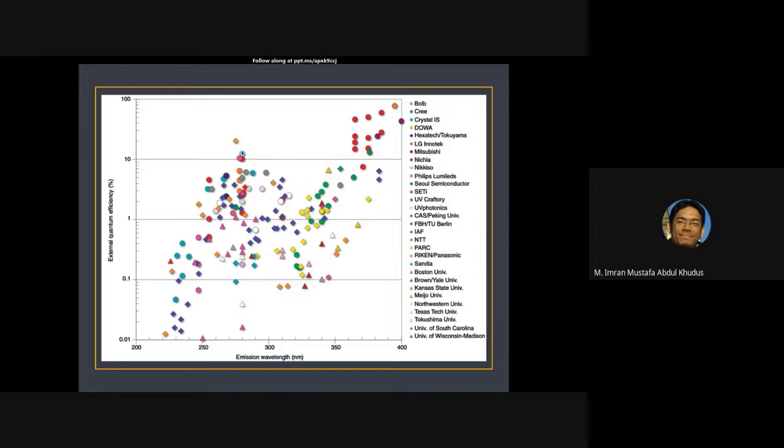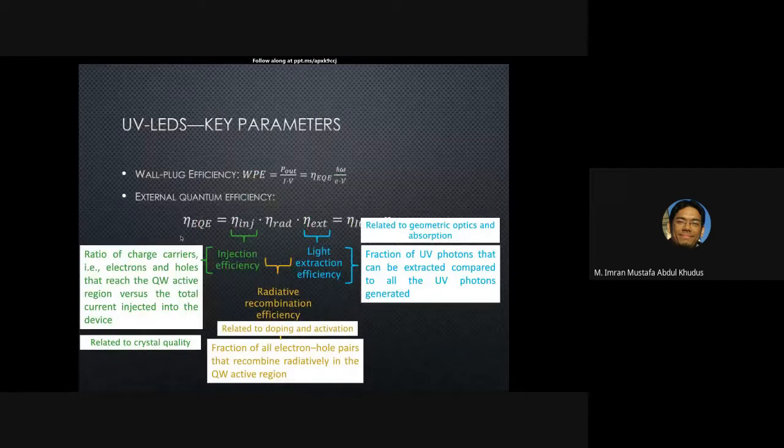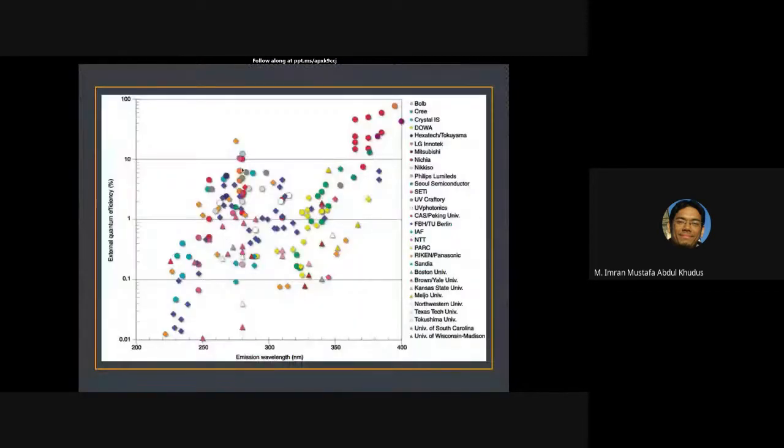RECAN has done this, and this was done, I believe, in 2018. No one has surpassed it since. Before that, there was something else, which was at 10%. Some people have, I think it was Nichia, but I can't remember exactly, but some people have reached 10%. This is external quantum efficiency, by the way. The best is 10%. This is not even wall plug efficiency, right?